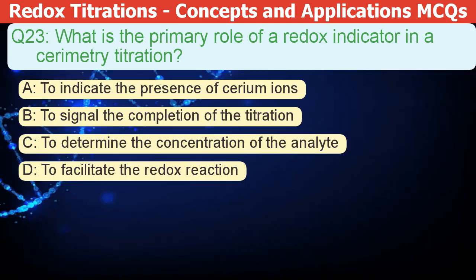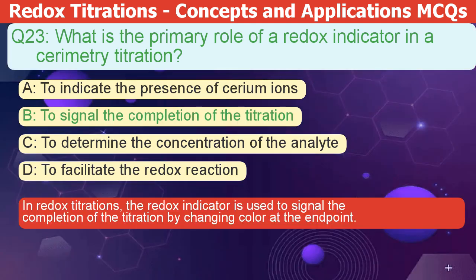What is the primary role of a redox indicator in a cerimetry titration? A. To indicate the presence of cerium ions. B. To signal the completion of the titration. C. To determine the concentration of the analyte. D. To facilitate the redox reaction. The correct answer is B. In redox titrations, the redox indicator is used to signal the completion of the titration by changing color at the endpoint.